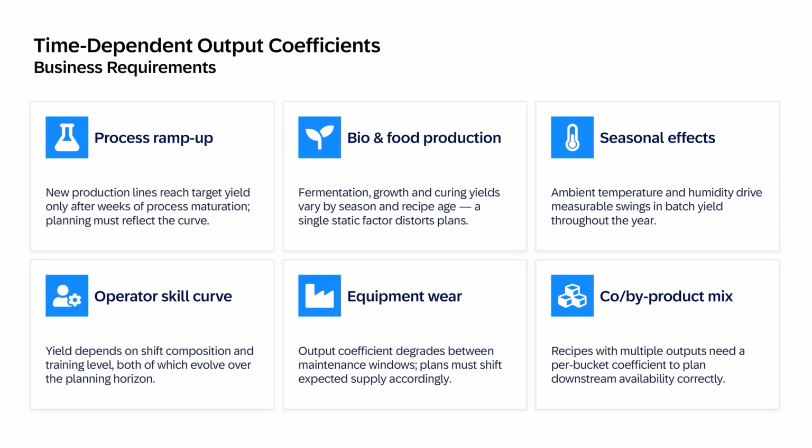Until now, the output coefficient on a source of supply was a single static number. But in the real world, yield changes over time. For example, a new bottling line ramps up over its first weeks. Dairy and food production swings with the seasons. Operators get faster as they learn. Equipment wears down between maintenance windows. And in process industries, the very chemistry of a batch can shift with temperature or with the input mix. One flat number can't capture any of that.